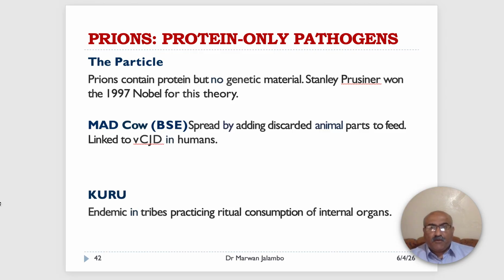Prions: protein-only pathogens. Prions are revolutionary because they contain no DNA or RNA. They are simply misfolded proteins that convince other proteins to misfold. This leads to brain-wasting diseases like mad cow and CJD. They are incredibly difficult to destroy, surviving standard sterilization and cooking. This brings us to our final topic: how we protect ourselves from these threats, whether natural or intentional.